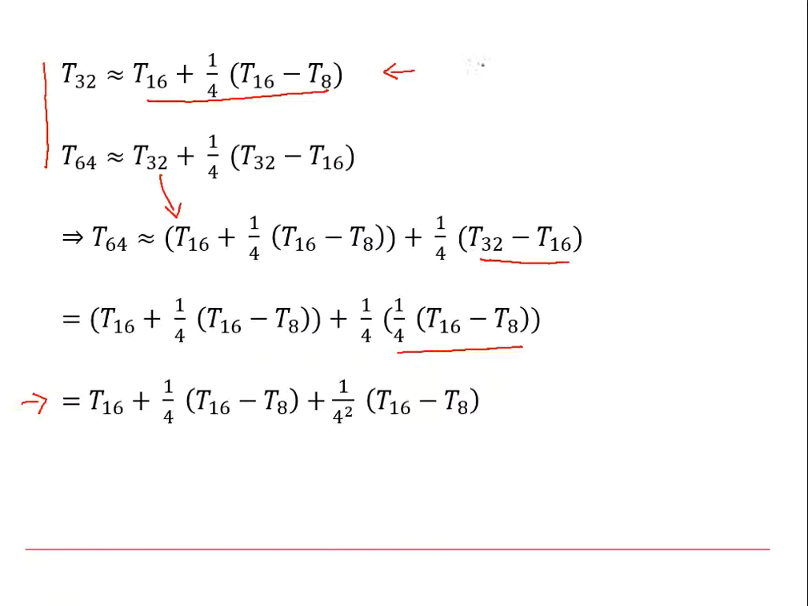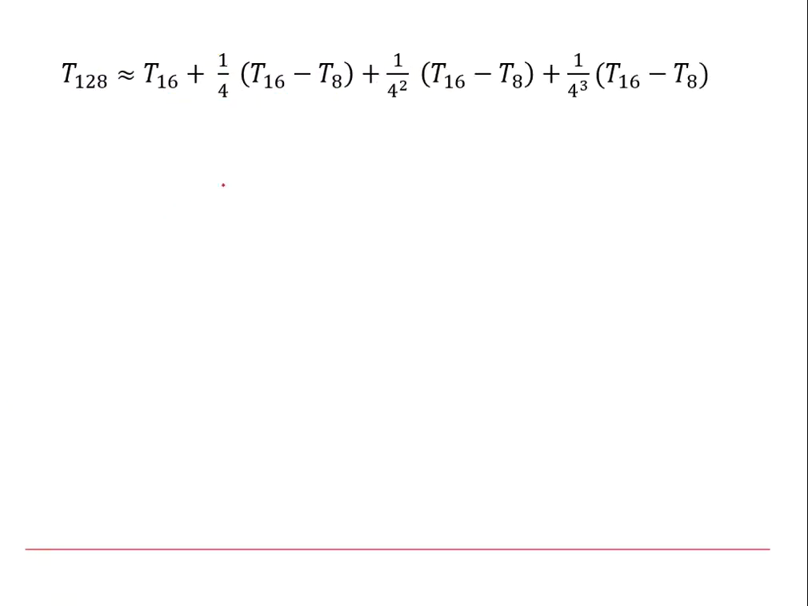So notice the pattern here. We've got T32, we've got a quarter times T16 minus T8, and for T64 we've got that same term, and then we've got 1 over 4 squared times T16 minus T8. So we can do the same thing for T128, and we get an extra term there, and we can see that we've got a geometric series after the T16.